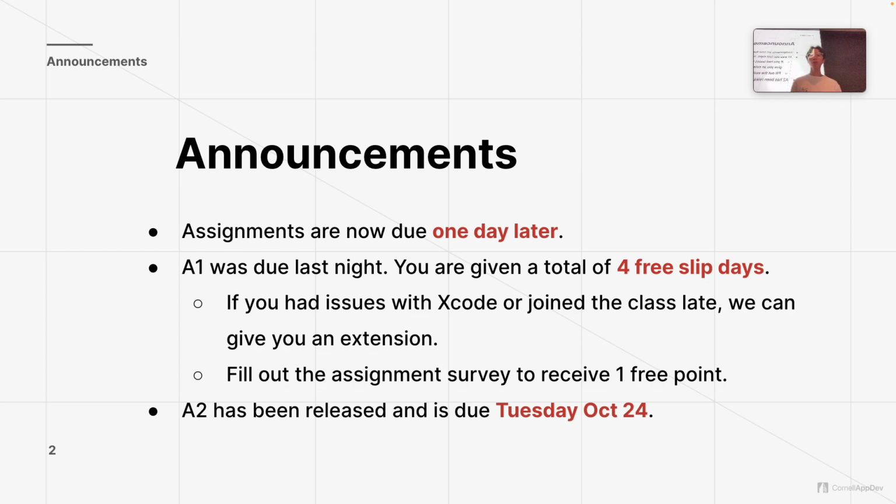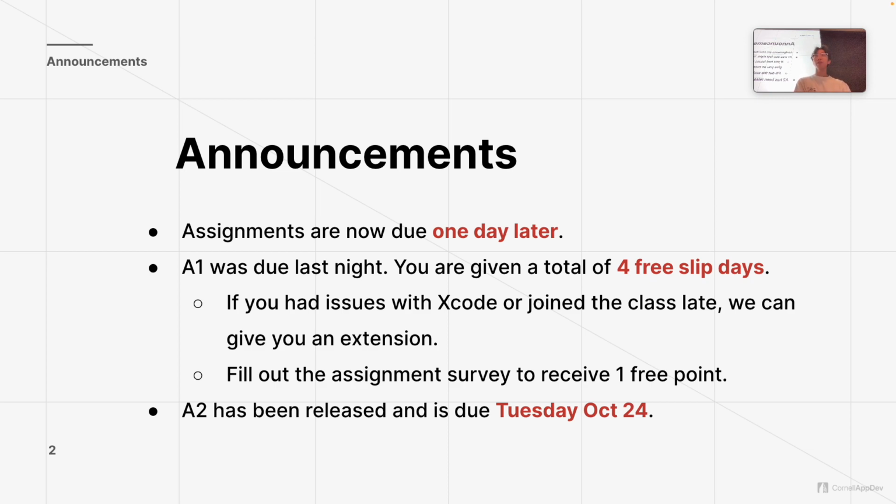Okay, A1 was due last night. Again, you're given a total of 4 free slip days to use for all assignments. Not 4 for each, but 4 in total. If you had any issues with Xcode or you joined the class a little late, we can probably give you an extension. Just come up to us after lecture and we'll let you know.